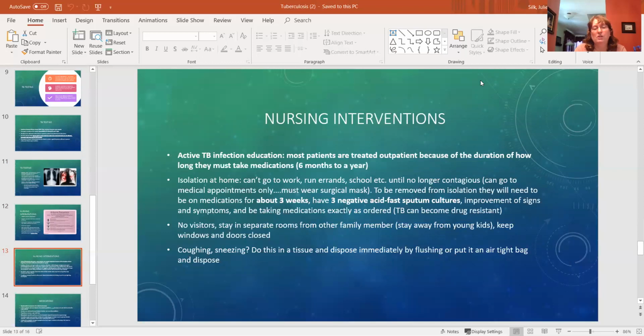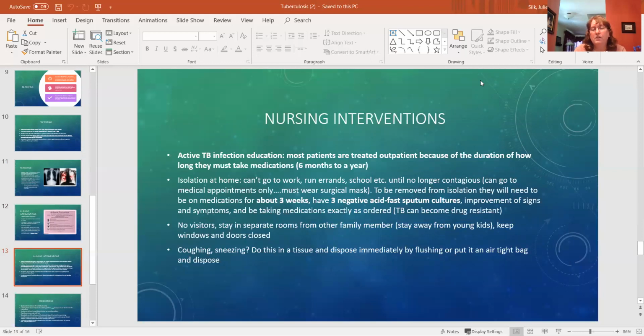You have to be able to tell them that they need to isolate themselves at home. So they can't go to work, they can't go run errands, can't go to school until they're officially no longer contagious. So you can only go to medical appointments and you have to wear your surgical mask.